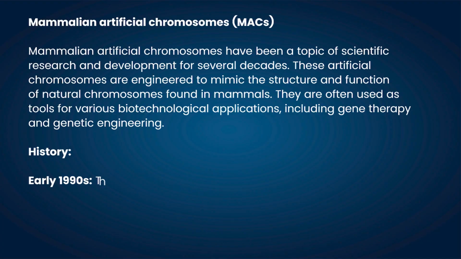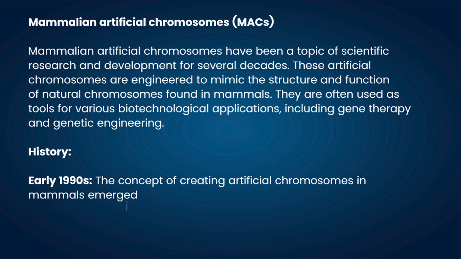So, let us talk about the history of mammalian artificial chromosomes: how the research started, and what type of mammalian artificial chromosome was first synthesized. Talking about history, it started in the early 1990s. The concept of creating artificial chromosomes in mammals emerged in the early 1990s.